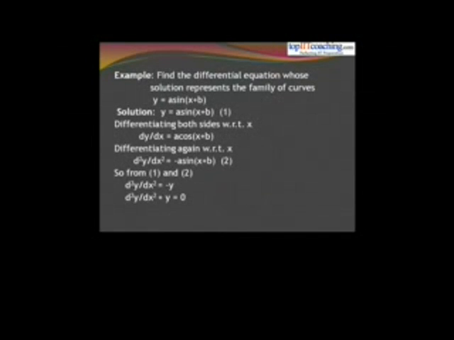Find the differential equation whose solution represents the family of curves y equal to a times sine of x plus b. Now we have y equal to a times sine of x plus b, and we have to find the differential equation whose solution represents this family of curves. So we write y equal to a times sine of x plus b. Let us say that this is number 1. Here we see that a and b are two unknown constants, so we need to eliminate these two unknowns.